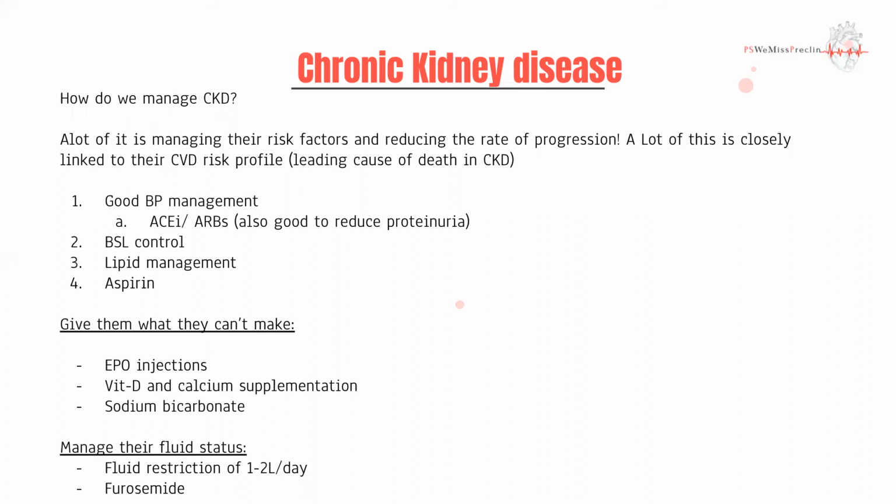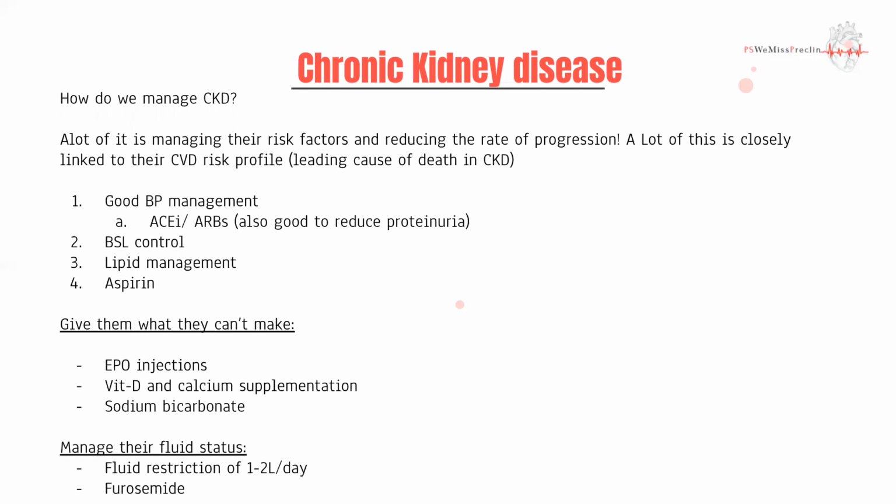Good control of blood sugars, lipid management, which would usually involve starting them on a statin, as well as aspirin. You can also go for more aggressive anticoagulation based on their cardiovascular risk or if they've had previous clots. Additionally, we want to give them what they can't make. So EPO injections to ensure they're not anemic, vitamin D supplementation and calcium, because again, they're not going to be converting or activating vitamin D. And you know that vitamin D helps absorb calcium. So we want to give them more calcium as well as sodium bicarbonate to prevent some of the acid-base disorders we talked about.